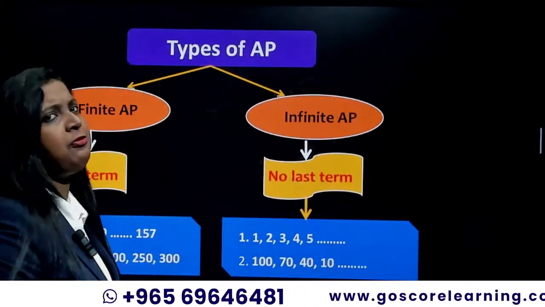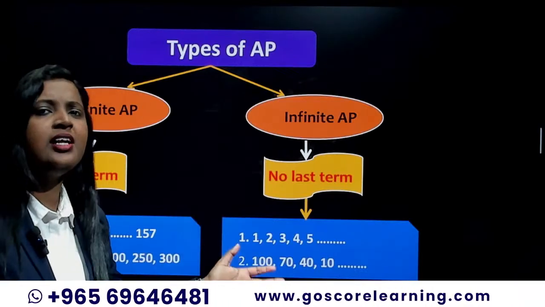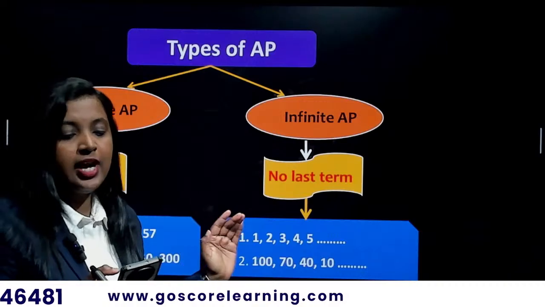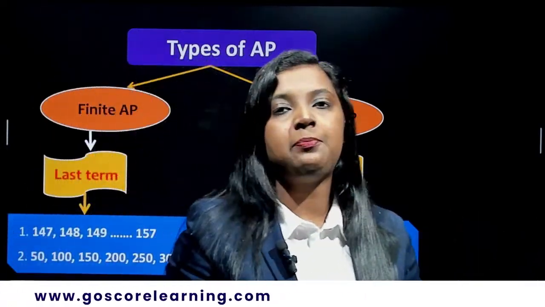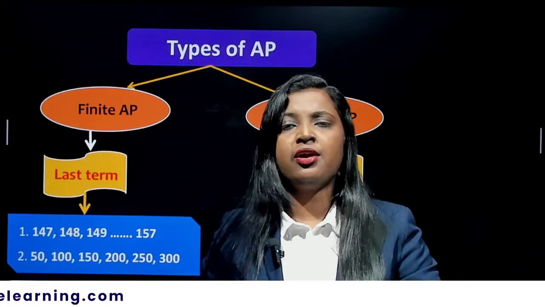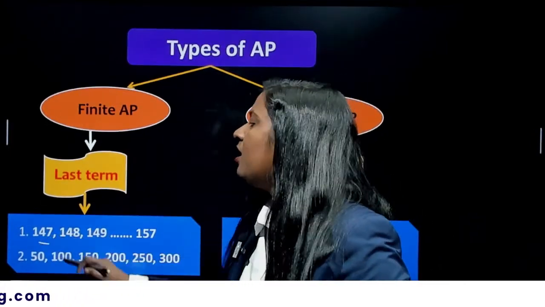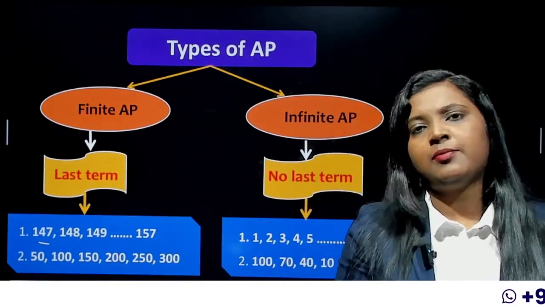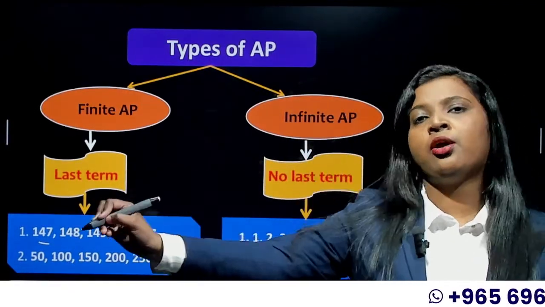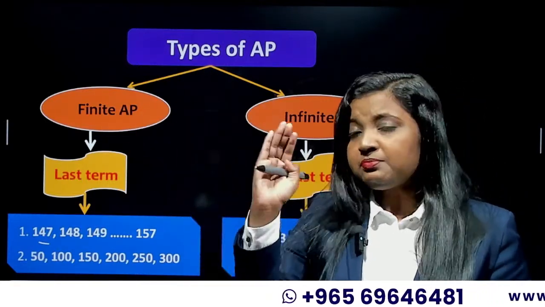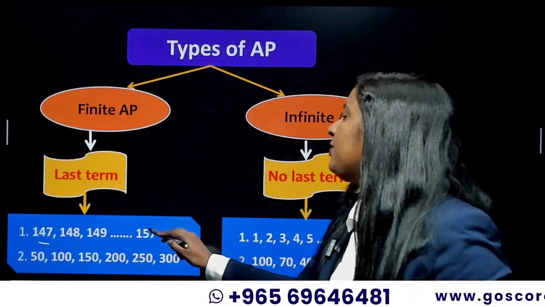Okay, and then what we have? We have the types of AP. This is not that important. Just understand what it is. Okay, no need to byheart and all. So what is finite AP and what are infinite AP? So finite AP means the number of elements or the number of terms in the AP will be finite. Okay, so there will be a last term in the AP. It is not going on and on. It will not be like etc, etc, etc. There will be a last term.